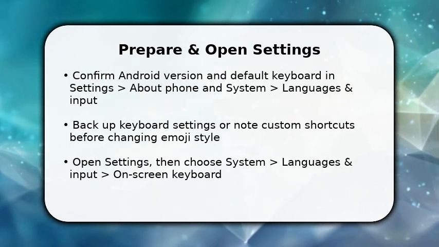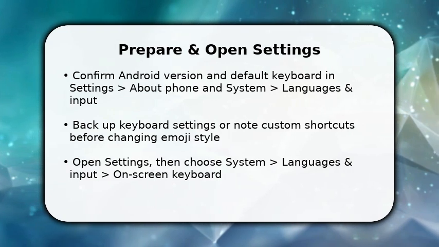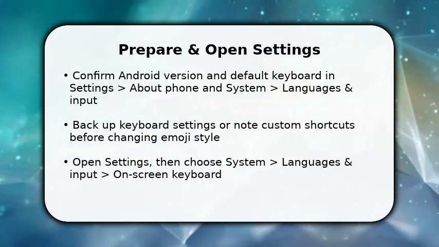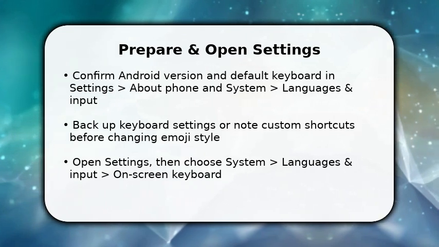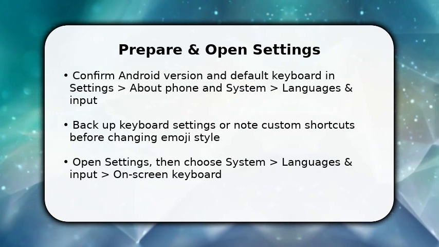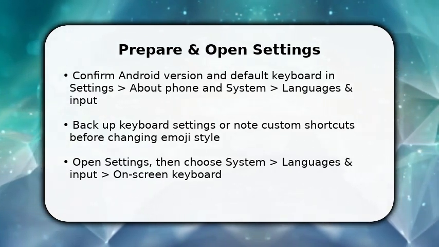Now go to Settings, tap System, then Languages and Input, and select On-Screen Keyboard. This is where you control which keyboard runs and can switch layouts. Make sure you're using a keyboard that supports multiple emoji sets or system emojis. If not, you'll pick one or enable system rendering in the next step.